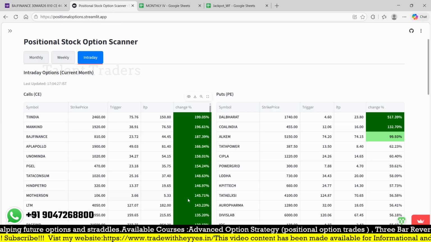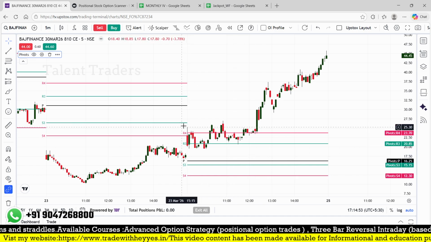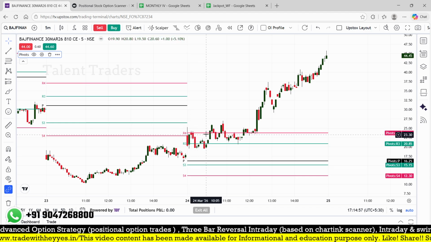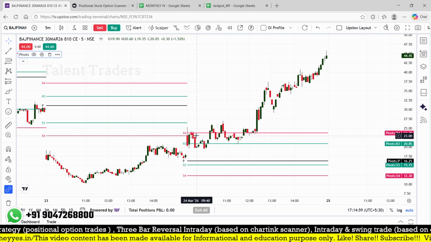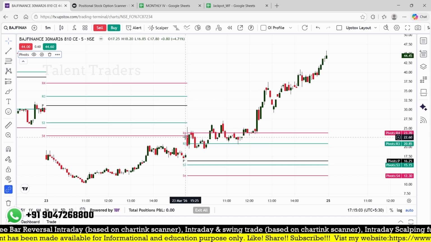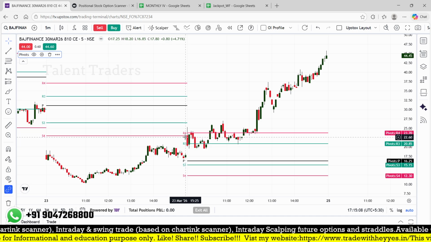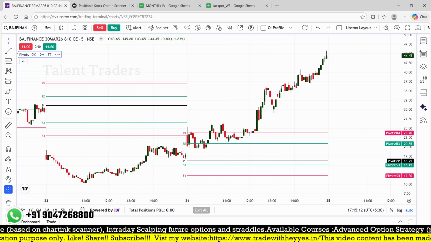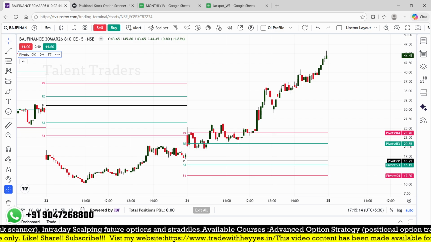And a lot of options also came, and before 9:30, an even better method is to find a fresh breakout. It should not have triggered that R4 already, and even then it will work. So these are all the logic which you can use, but intraday is purely based on this Camarilla R4 breakout. For a call, it gives you a breakout on the call side, and for a put, it gives you the breakout on the put side.